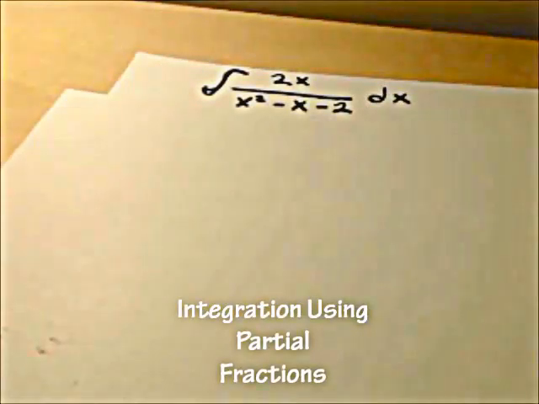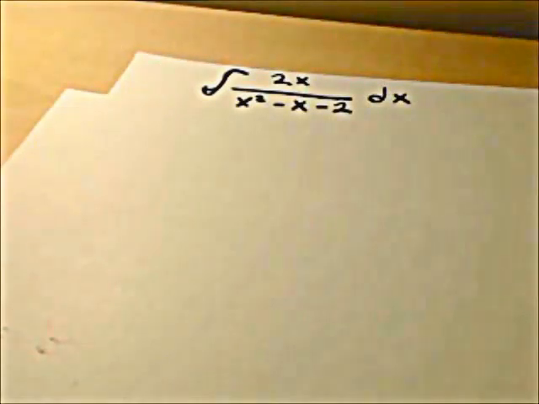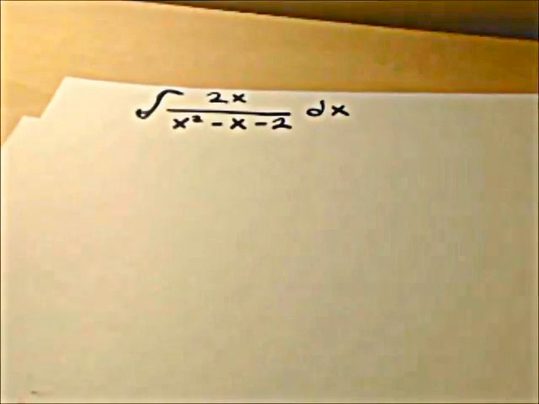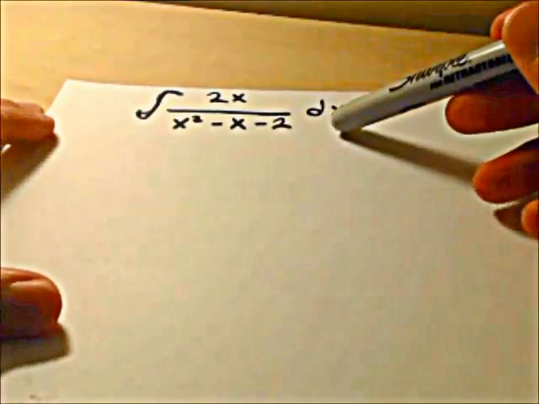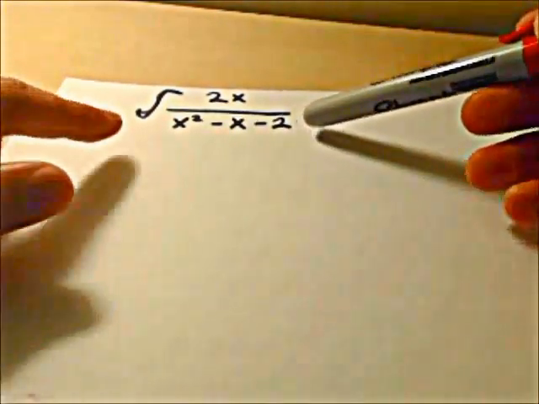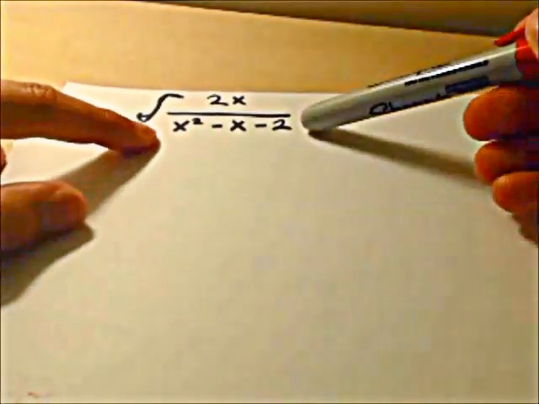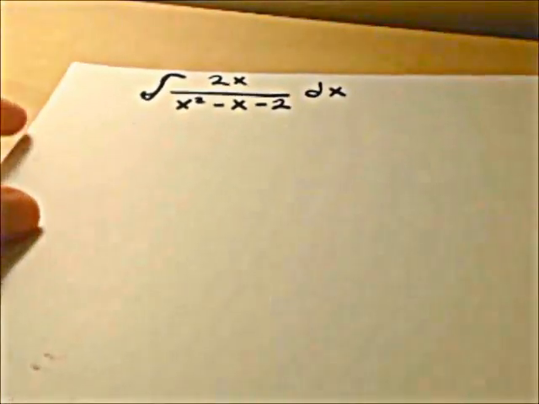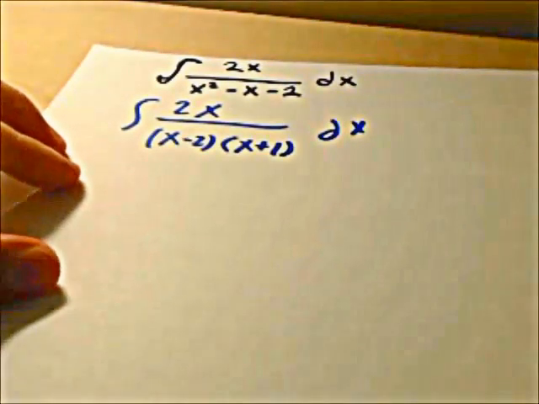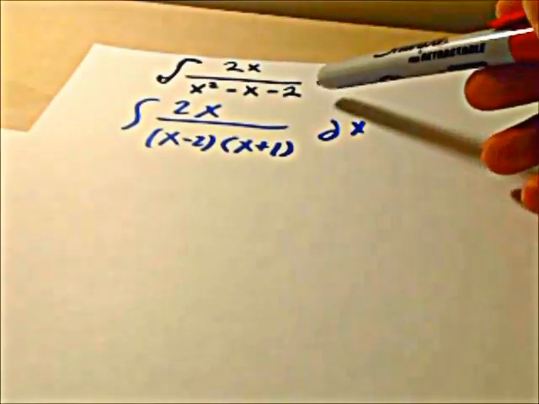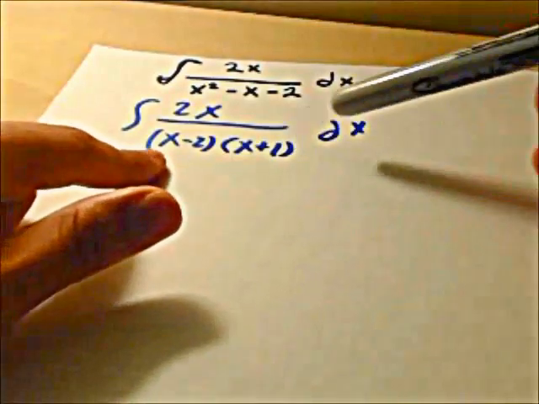Okay, in this video we're going to use partial fractions for integration, and let's see this problem now. We've got the integral of 2x over x squared minus x minus 2 dx. As you can see, the first thing we notice is that in the denominator we've got a quadratic expression, so we can factorize it. If we factorize the quadratic, we end up with x minus 2 times x plus 1.